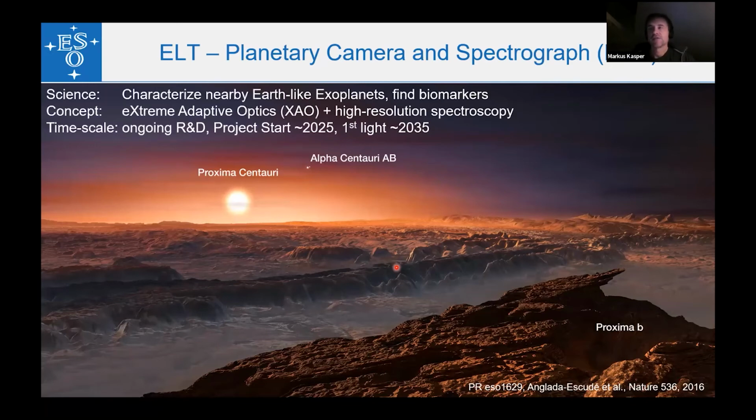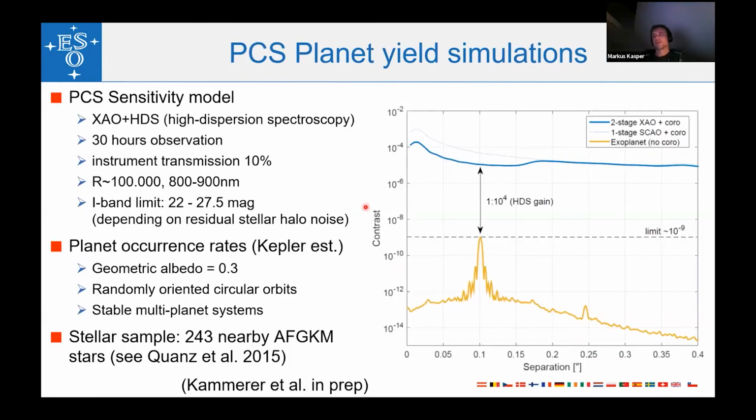The time scale for the ongoing activities is that they last probably until around 2025, which would be the earliest possible start of the PCS instrument project. We are currently only in the R&D phase, and then the first light should be roughly 10 years later or so. This science is a noble goal, but you could ask whether it's actually feasible.